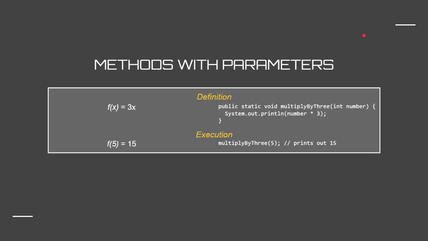Methods with parameters, as a review, are a lot like functions in math with the f of x notation. You define a variable in the parameters, and then when calling the method, a value is input into the parentheses, and within the method body, whenever the variable name is mentioned, it gets replaced with the value that was inputted.